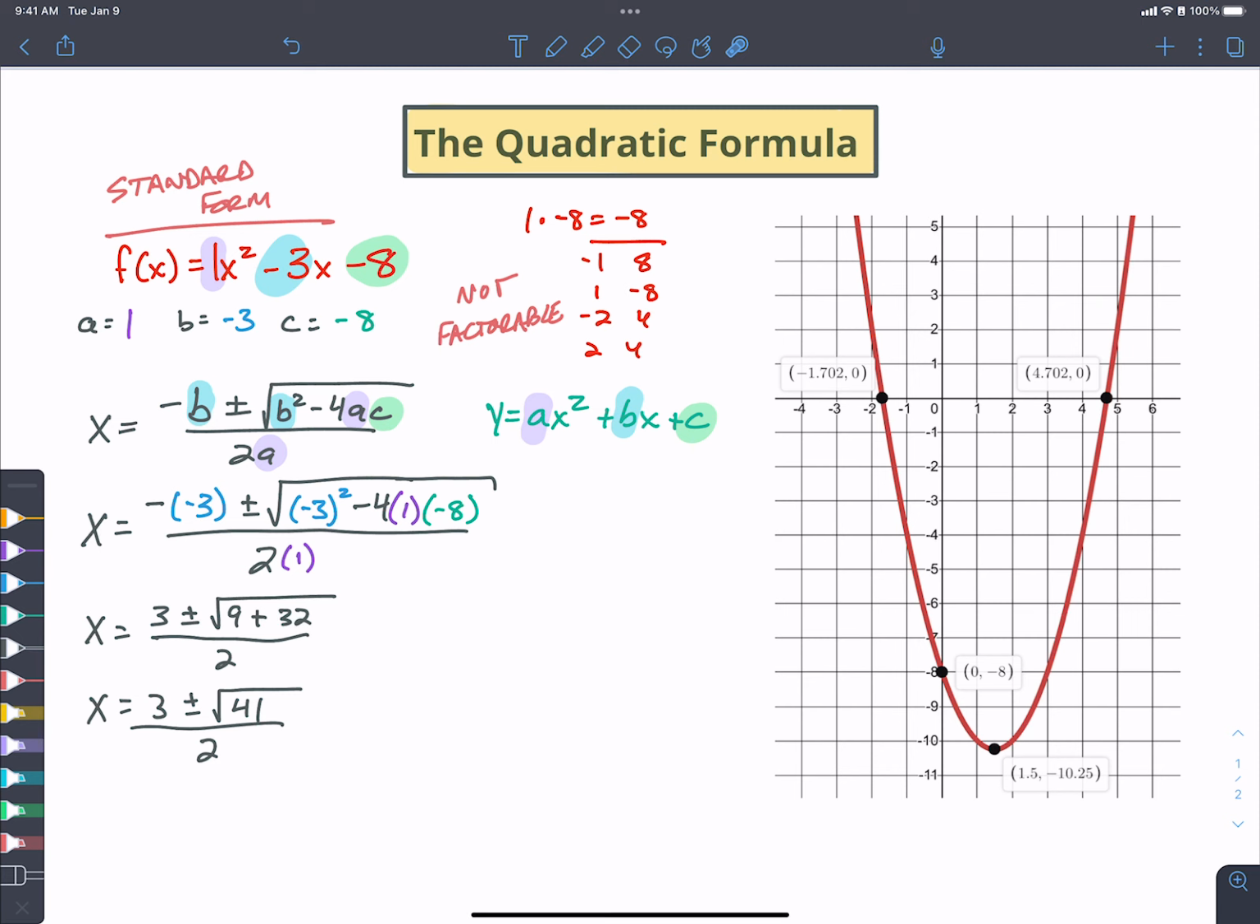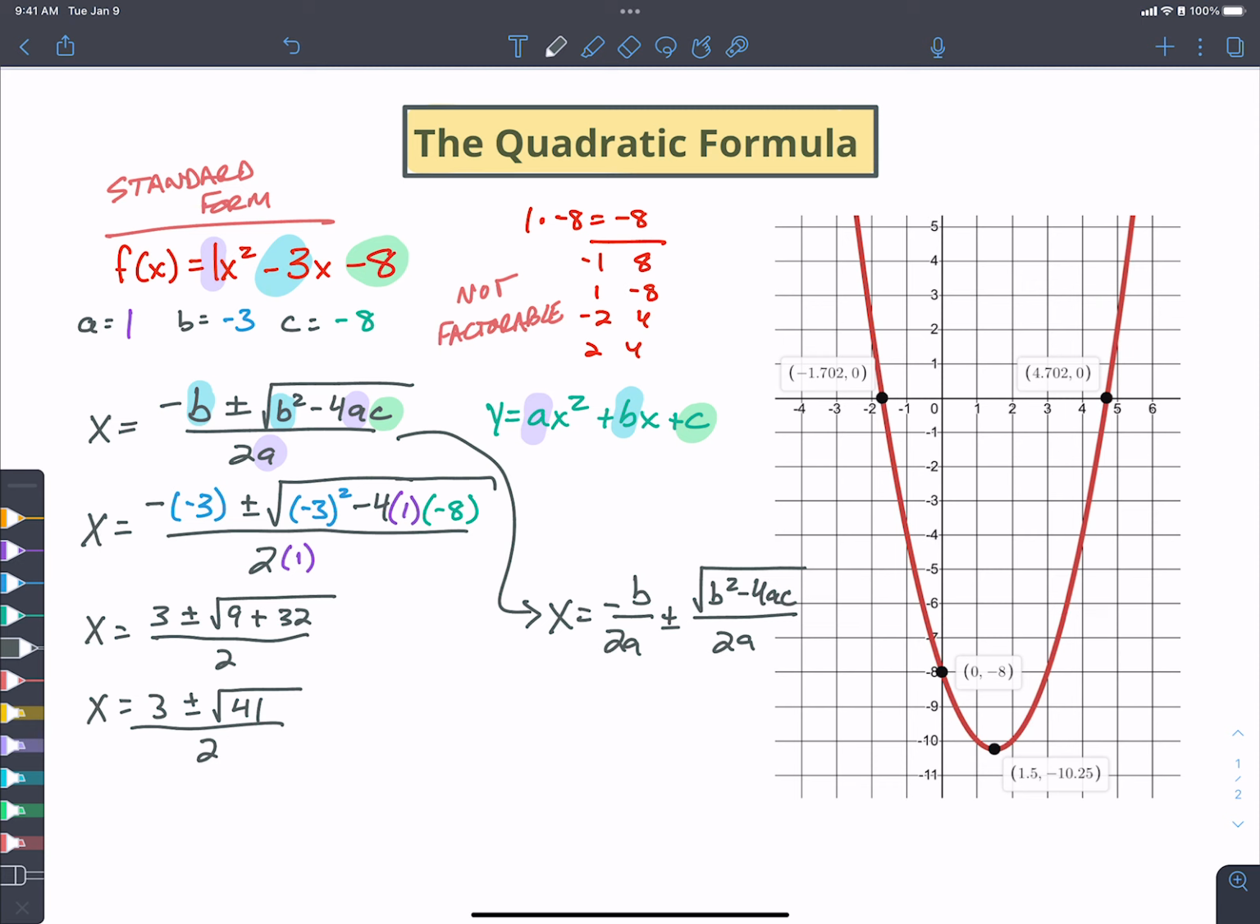Now, here's a way that I like to write the quadratic formula. I'm going to put this down here, and I'm going to change it up just a little bit. I'm not really changing it, I'm just going to separate it out. I'm going to say negative b over 2a plus or minus, and then I'm going to do the same exact thing: the square root of b squared minus 4ac, all divided by 2a.